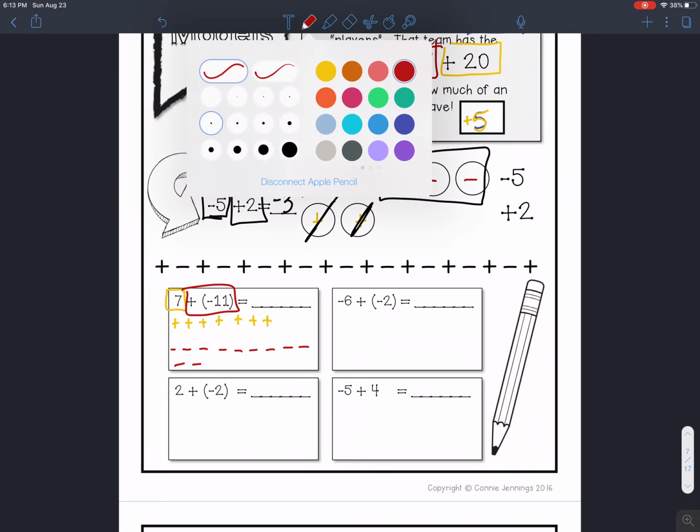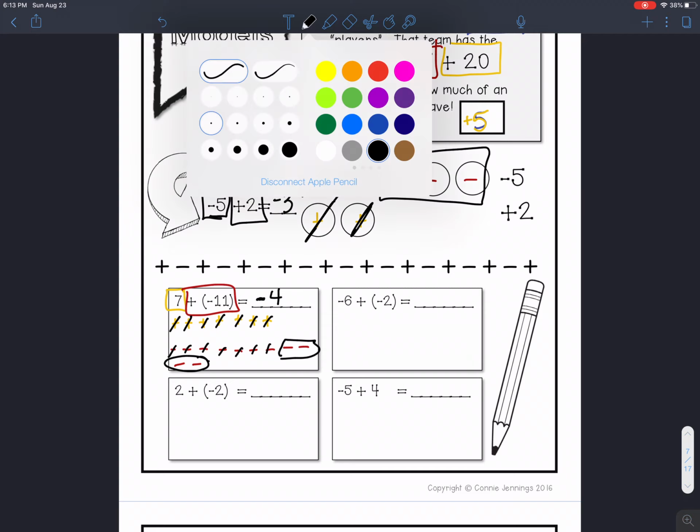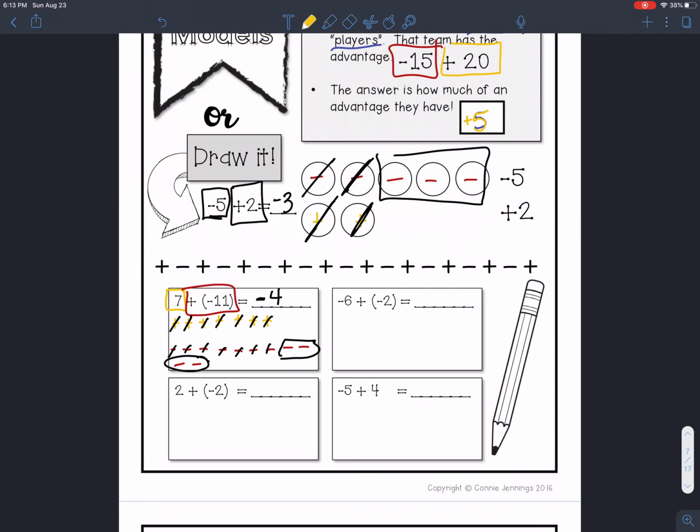And we know that they are going to cancel each other out. A positive and a negative is going to cancel each other out. So we're going to go one by one and cross them out. What we are left with is our answer. So we have 2 negatives here, 2 negatives here. Altogether, that is 4 negatives. I'm going to do that again with our next problem.